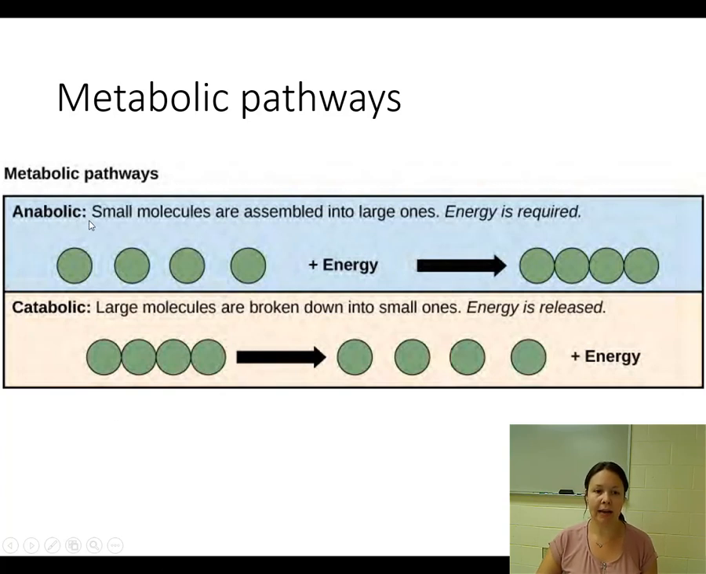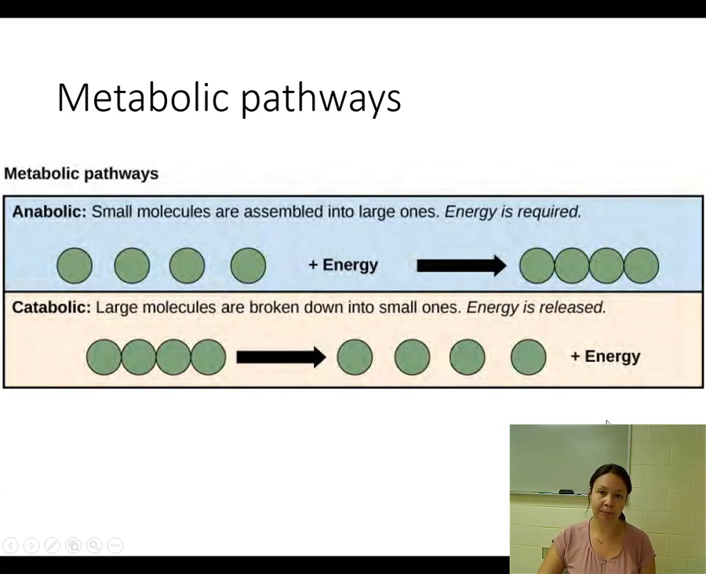Anabolic reactions, if you think back to our macromolecules discussion, is where you're taking small molecules or monomers, adding some energy, and then assembling them into larger ones called polymers. So like taking amino acids, putting them together into a large protein is an example of an anabolic reaction. Catabolic reactions are the opposite. This is where large molecules like polymers are broken down into small ones called monomers, and energy is released in this process.